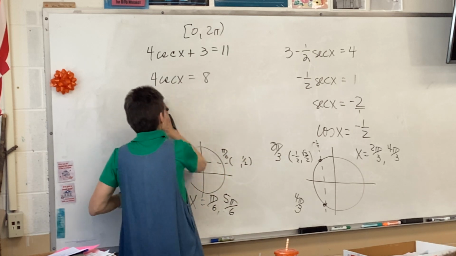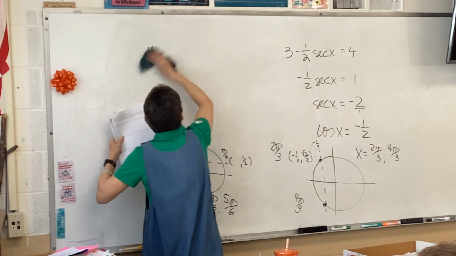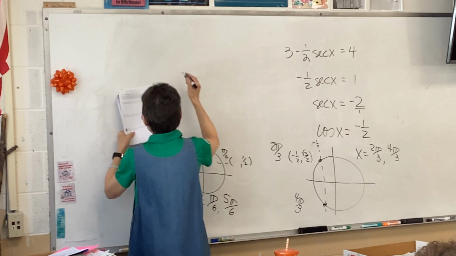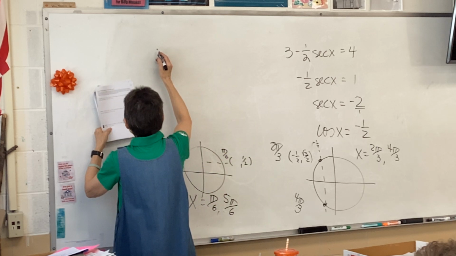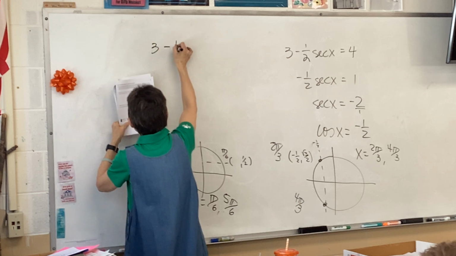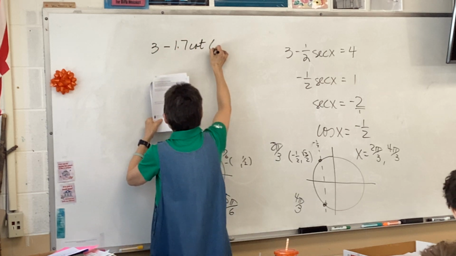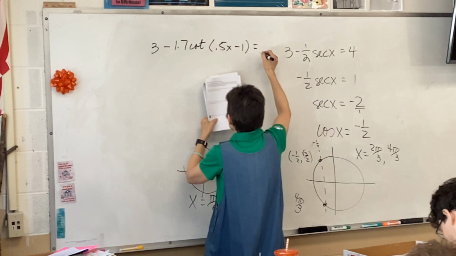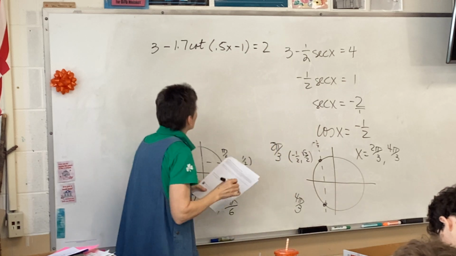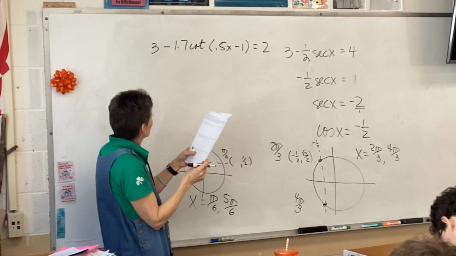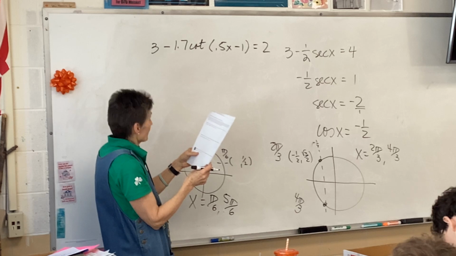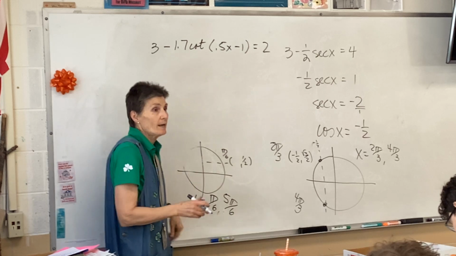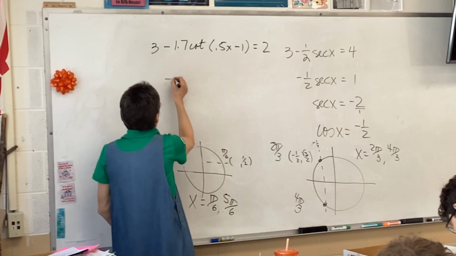Okay. Now we're gonna do a cotangent problem. So I need a calculator for this. I want to know, all right, so 3 minus 1.7 cotangent, 0.5x minus 1 equals 2. All right, did I copy that right? Is that okay? So let's see what we got.